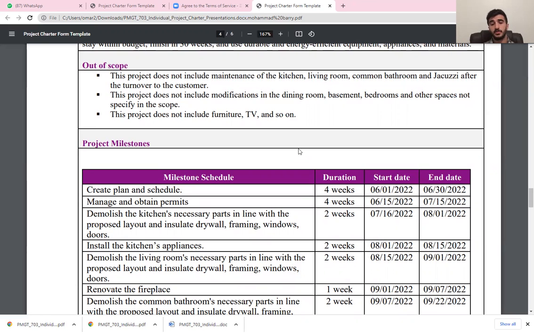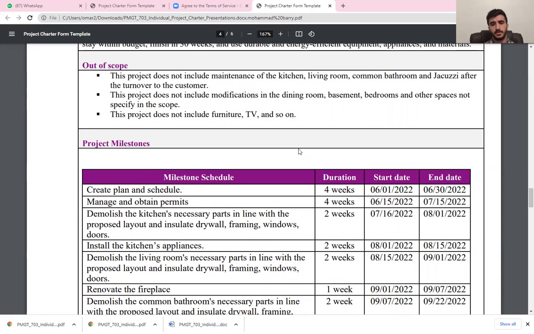And the permits that you are going to bring from the government to start working. It's going to be from 15th of June to 15th of July, or 1 month. Before we build everything, we have to demolish it for the kitchen, and then insulate, drywall, framing, windows, doors. It's gonna take 2 weeks from 16th of July to 1st of August.